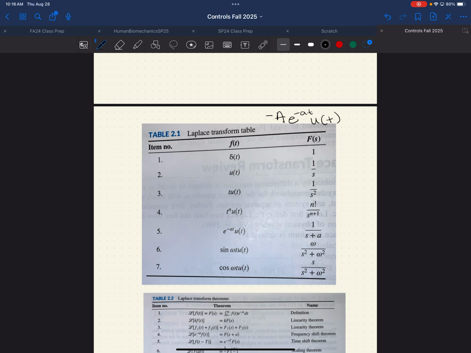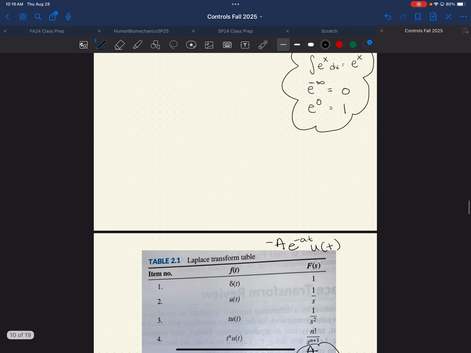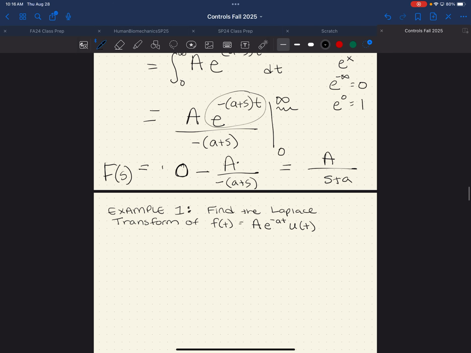Well, let's see. Do we have that on our table somewhere? Yes. Which one? Number 5. Yes, it should be. And what happens to our a? It just gets pulled in because it's a linear operator. So we should have a times a divided by s plus a. Is that what we got? Ah, we did it. We don't have to do that integral ever again. It's on the table.